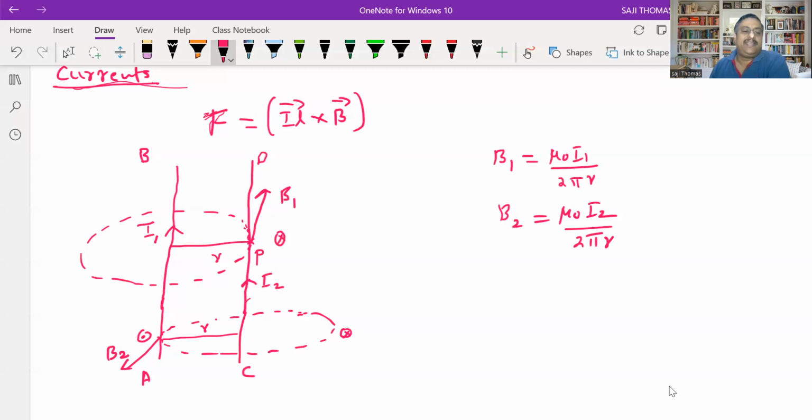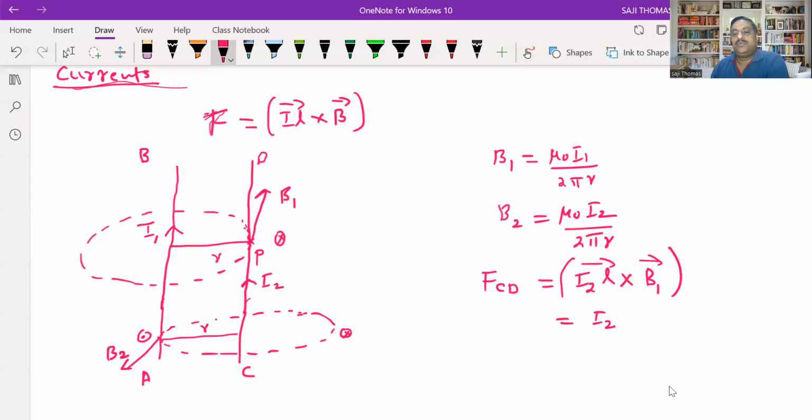You consider CD first. Since conductor CD is in the magnetic field of conductor AB, CD will experience a force. That force is given by the above equation, I L cross B. So force on CD I am writing is equal to, current on CD is I2, L cross B. But this B is B1. CD is in the magnetic field of AB. B1 is the field due to AB.